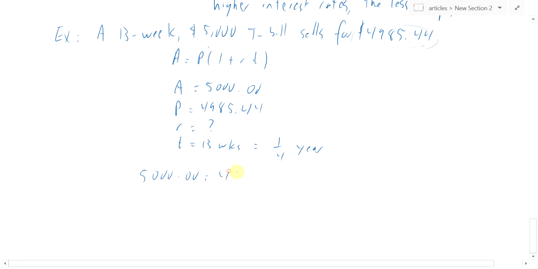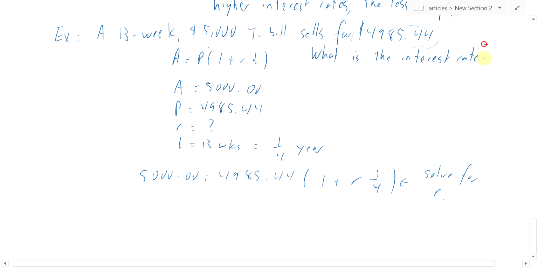So you plug everything in. 5,000 equals 4,985.44 times (1 plus R, which we don't know, times 1/4), because it's a quarter of a year. And now you solve for R, because that's what we're looking for. We're solving for the interest rate. Oh, I suppose we should put that in the problem here. What is the interest rate? Okay, so that's what we're looking for.